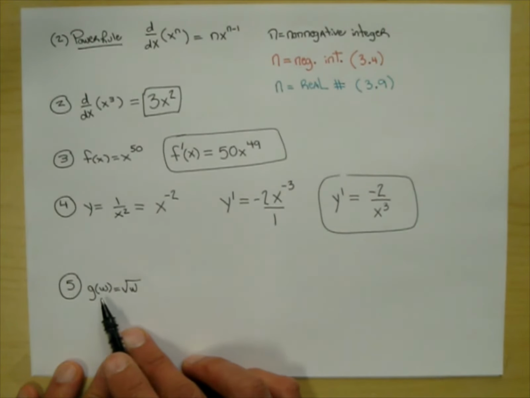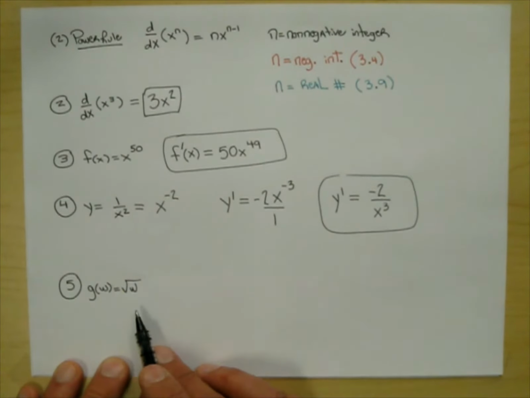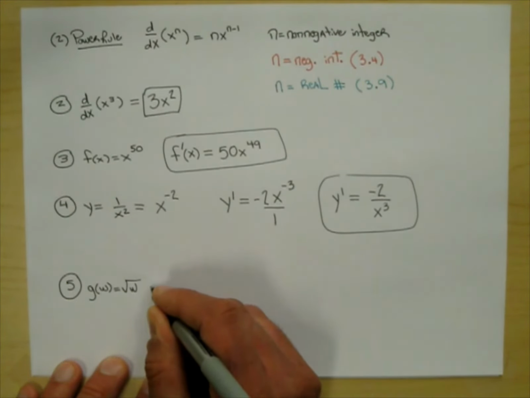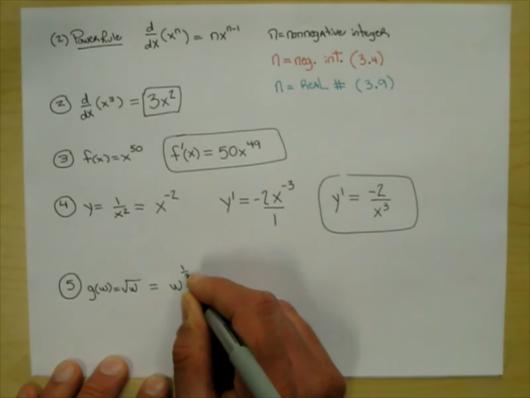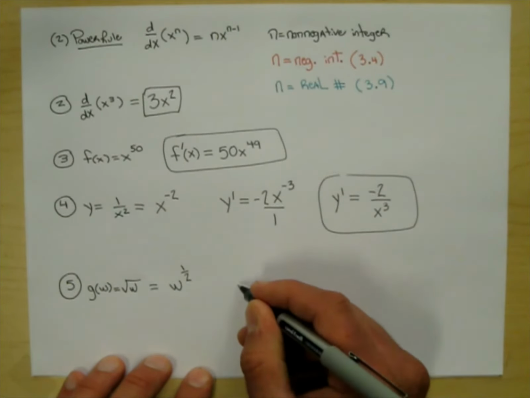g of w. Oh, we switched it to w's. Oh, this is tricky. It's not that tricky. This is the square root of w. Now, do you remember what a square root is? A square root is really a power. It's the 1/2 power. So let's go ahead and zap this thing with a derivative gun.